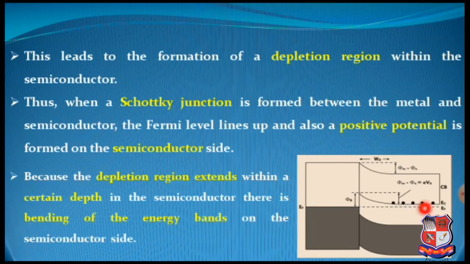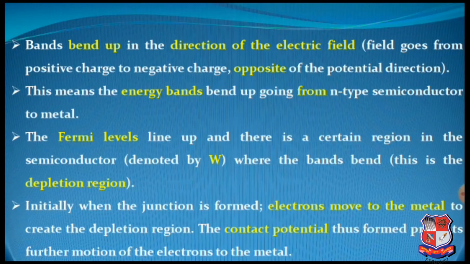Here, the bending of the valence band as well as the conduction band can be seen from this figure. So, the bending of bands is in the direction of the electric field, where the field goes from the positive charge to the negative charge, which is totally opposite to the potential direction. This means that the energy bands bend up going from the n-type semiconductor to the metal.